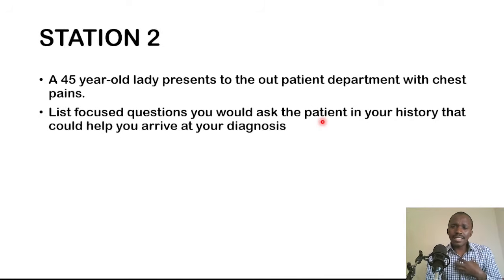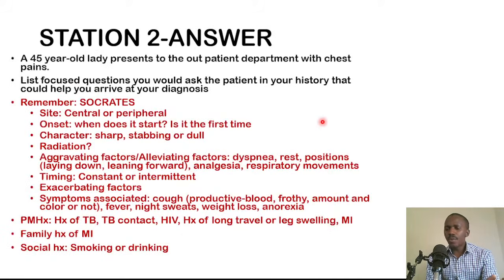So the chest pain, is it central? Is it in the periphery? Then in addition to that, you're going to be asking this woman, what about the onset of this? When does it start? Is this the first time this has actually started? And what's the character of this pain? Is it a sharp type of pain? Is it a stabbing type of pain? Is it a dull kind of pain? And is there any radiation? Because remember that there are specific things that are going to be radiating.